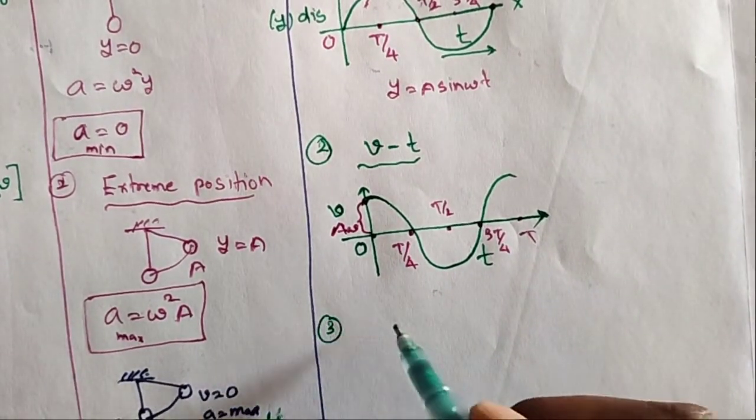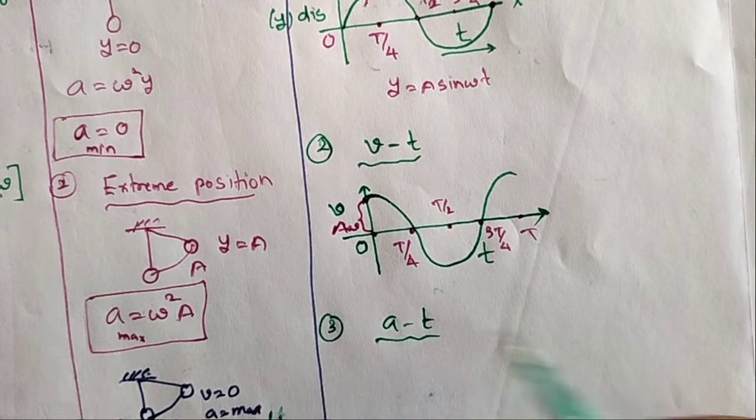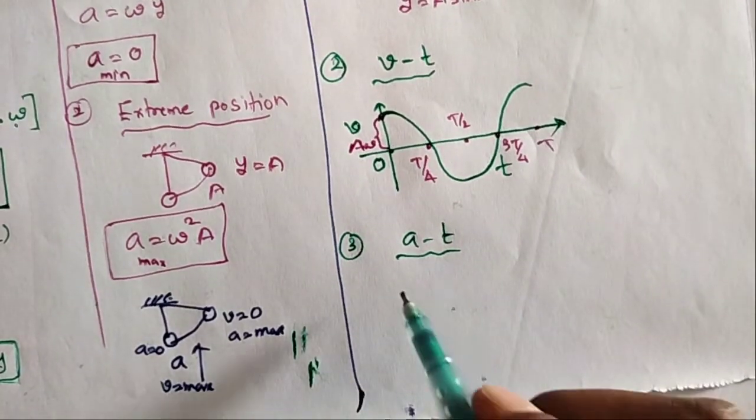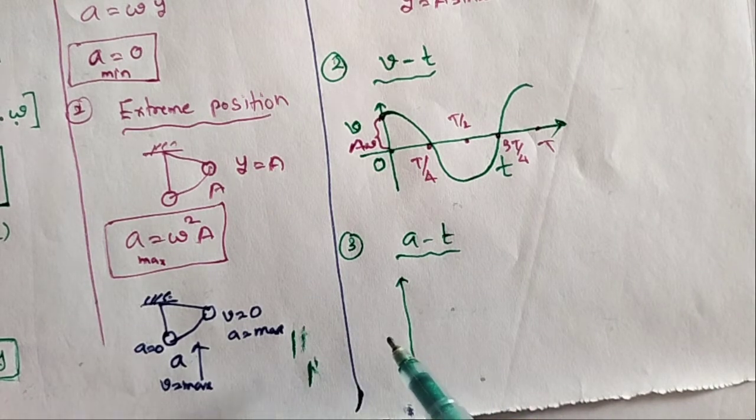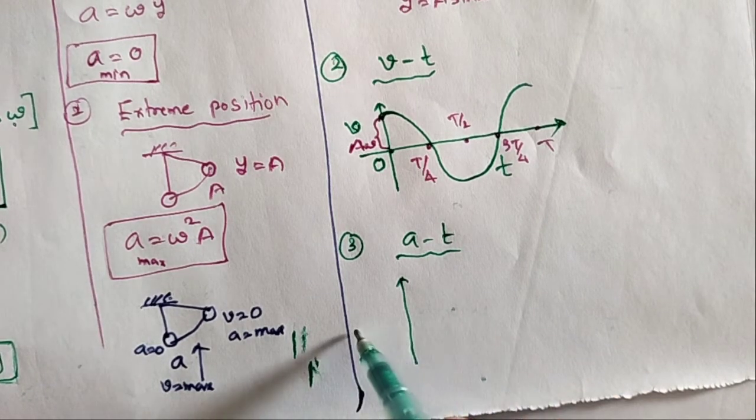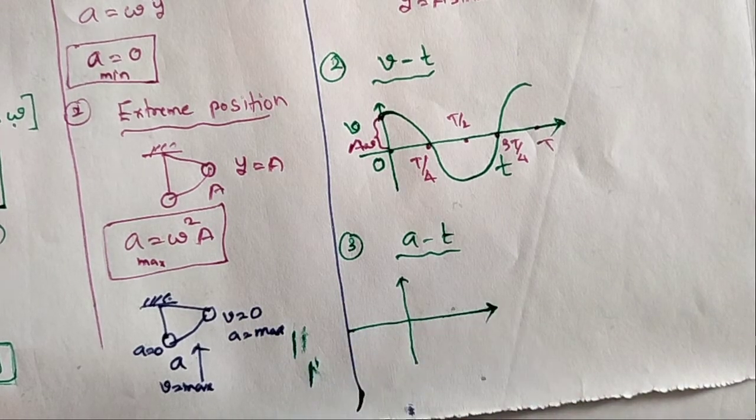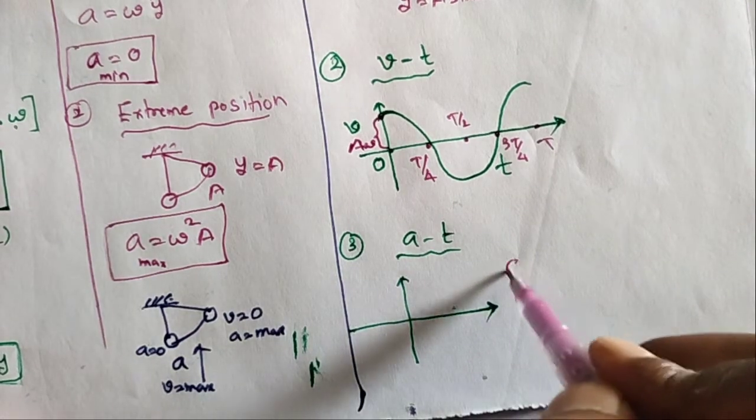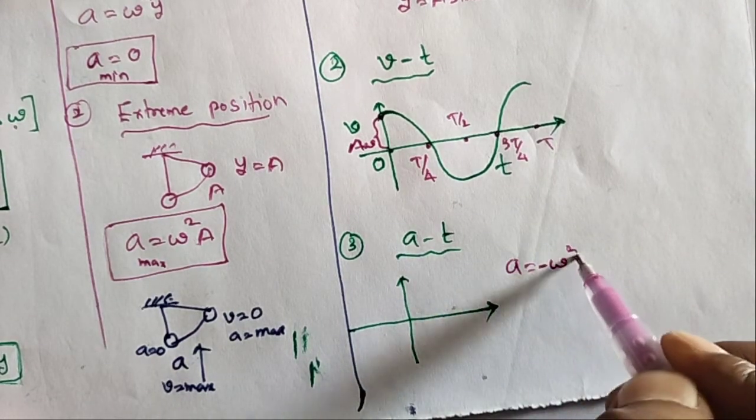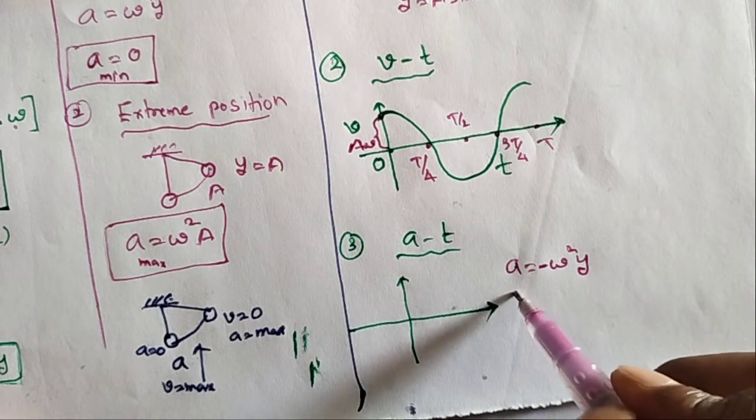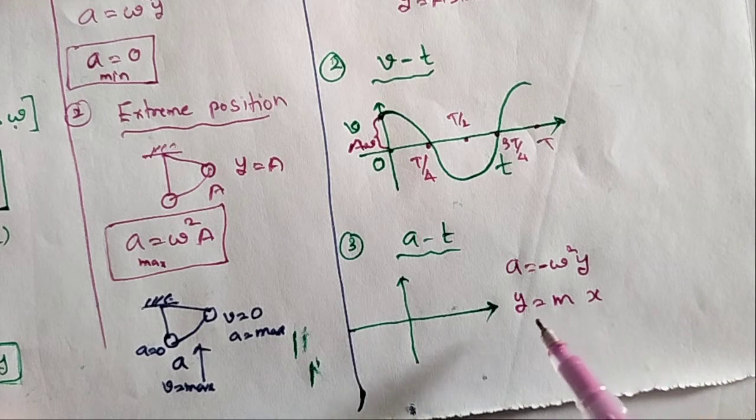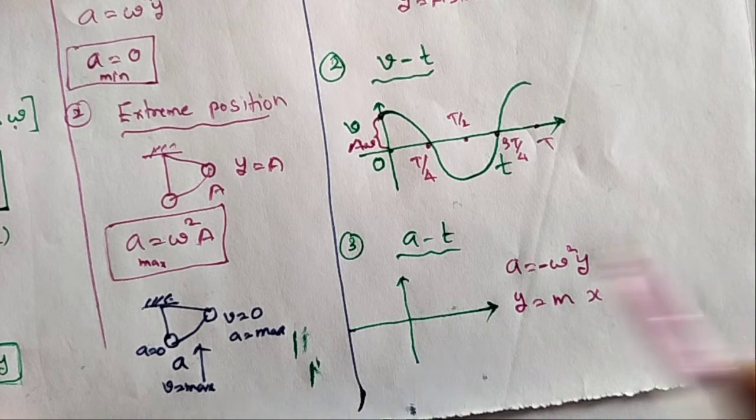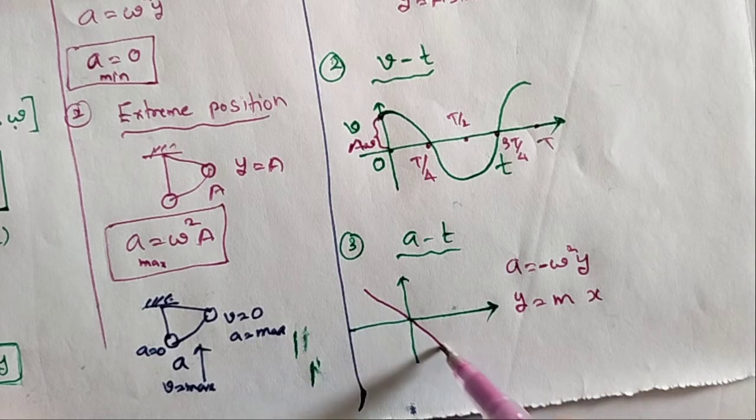The third graph, the acceleration and time graph. Here I am taking the x-axis and y-axis. Acceleration and time graph. We know that a is equal to minus omega square y. Comparing with y is equal to m into x, this gives the slope. So this is the graph.